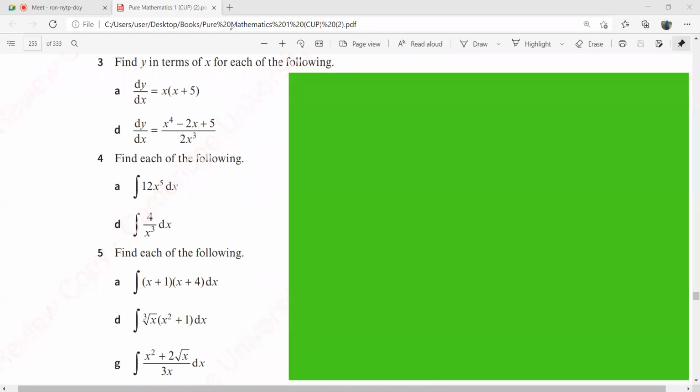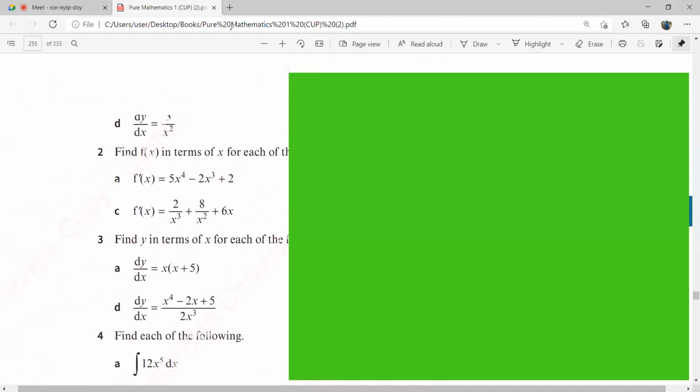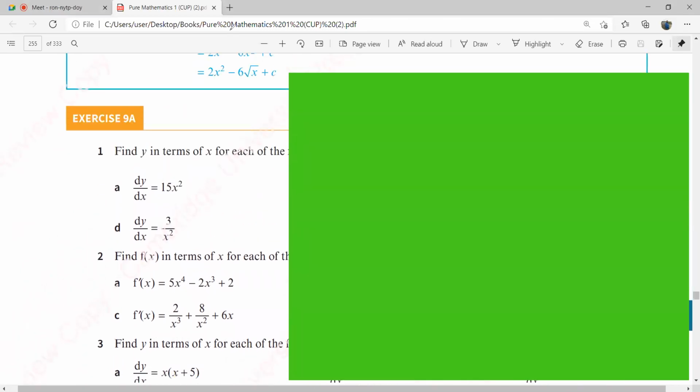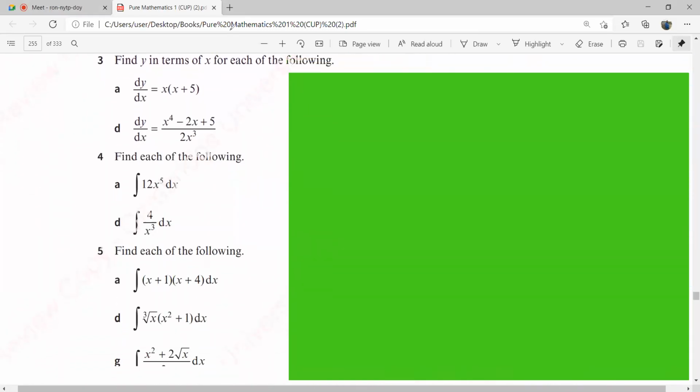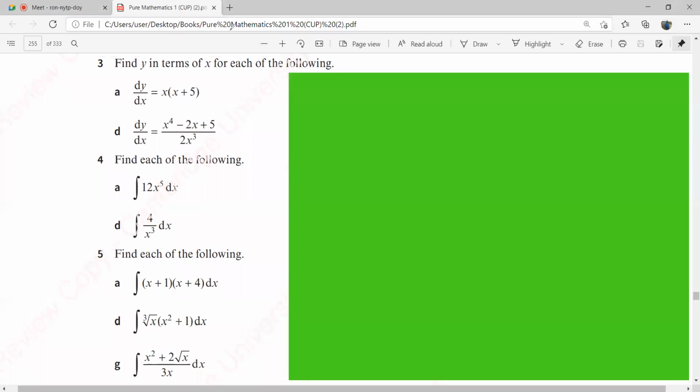Okay, this was exercise. What was the exercise? Exercise 9A. Okay, so 9A, question number 3. So, children, the rule is same. If you have to integrate x raised to power n dx, that would be x raised to power n plus 1 over n plus 1 plus c. But we have some more complicated kind of expressions here.